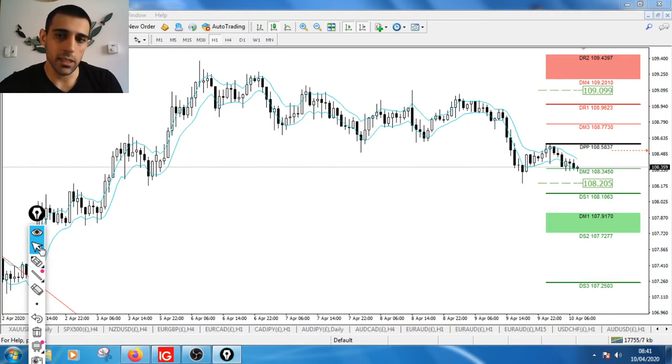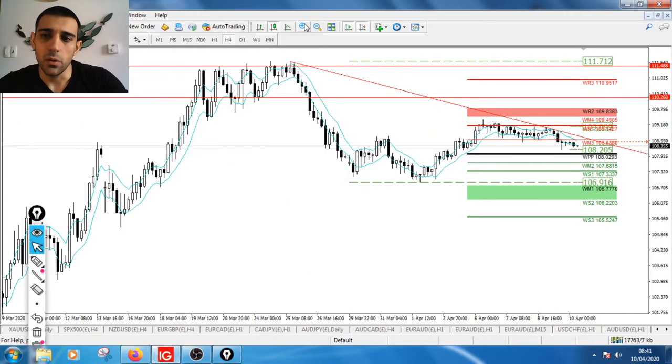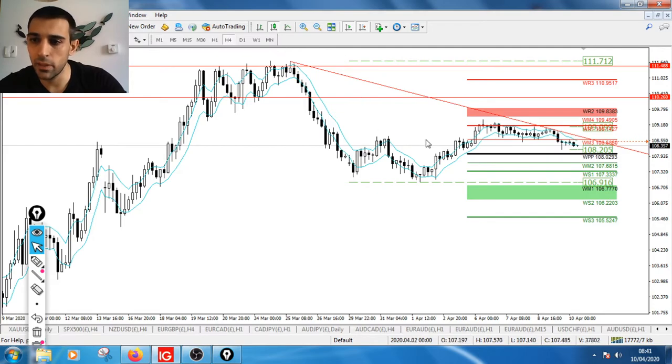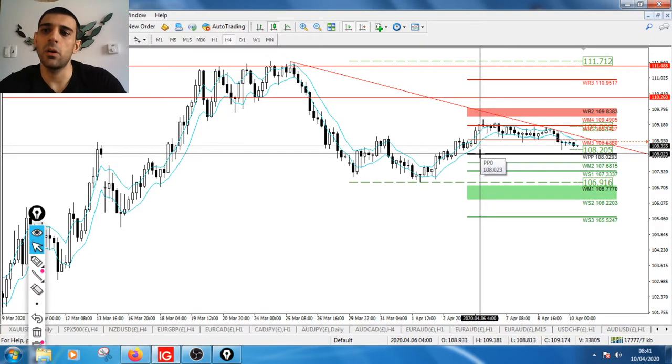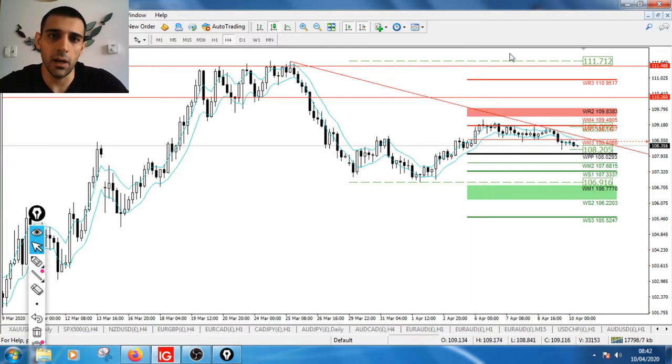So let's have a look at the target wise. What we have is the target. Let's go to the 4-hourly time frame. So we have this weekly pivot, which is actually untested. That could be a potential target. If we go in at 47 and we ride it to 108.02, we would be looking at about 40 pip profits, which, if you use the 20 pip stop loss, still gives you 1 to 2 risk reward, which is good. As I mentioned before, 1 to 2 risk reward is good.